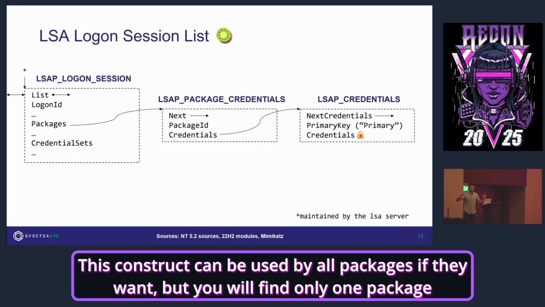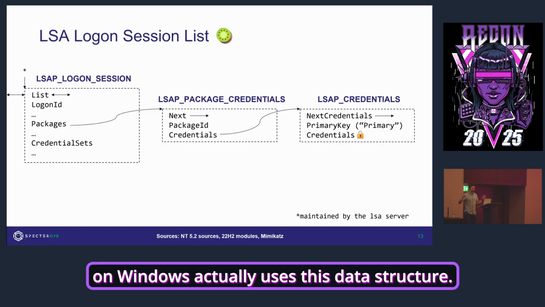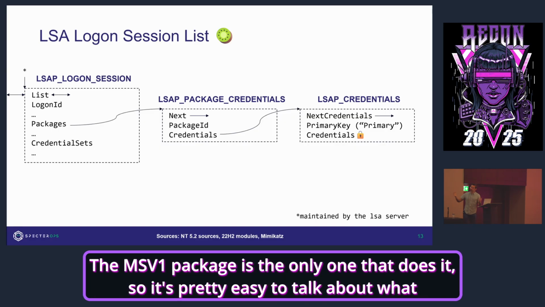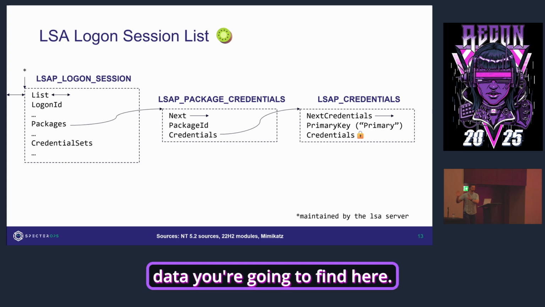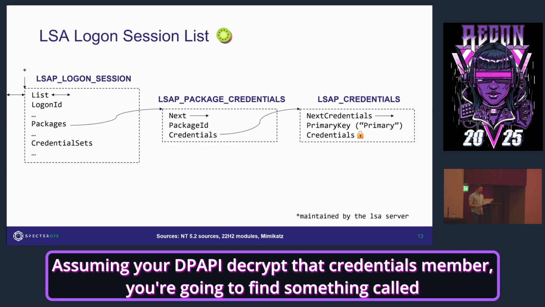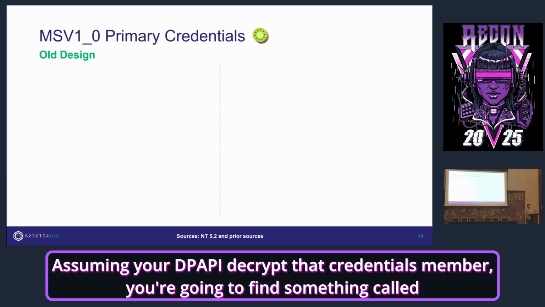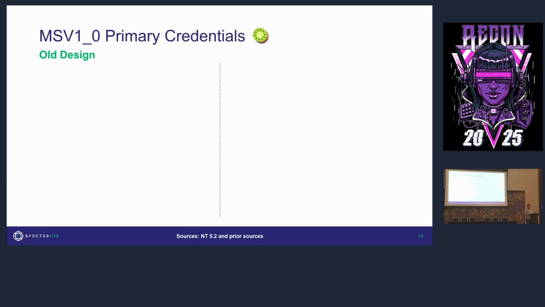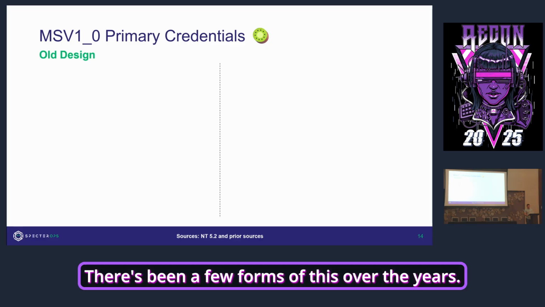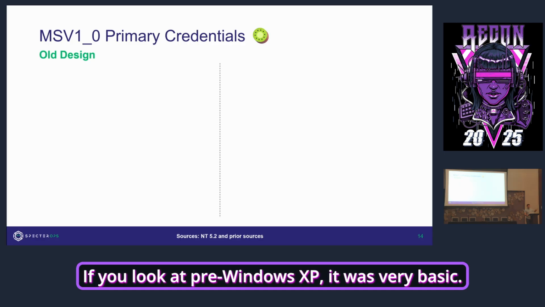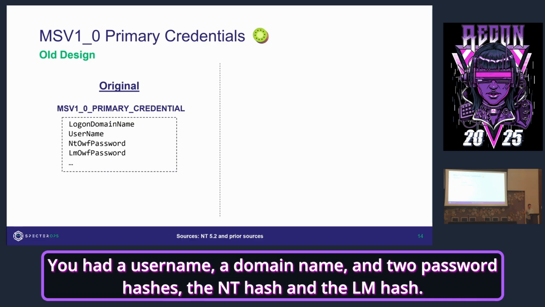This construct can be used by all packages if they want, but you will find only one package on Windows actually uses this data structure. The MSV1 package is the only one that does it. So it's pretty easy to talk about what data you're going to find here. Assuming you DPAPI decrypt that credentials member, you're going to find something called the MSV1 primary credential. There's been a few forms of this over the years. If you look at pre-Windows XP, it was very basic. You had a username, a domain name, and two password hashes, the NT hash and the LM hash.